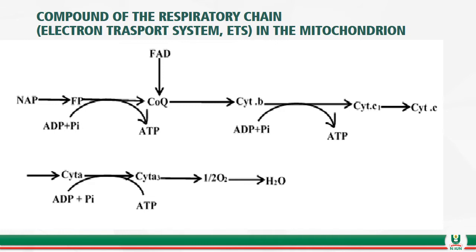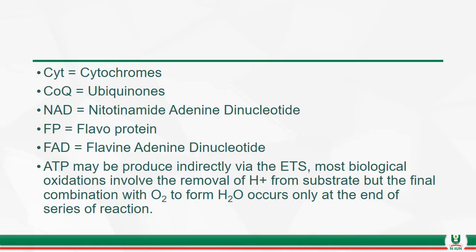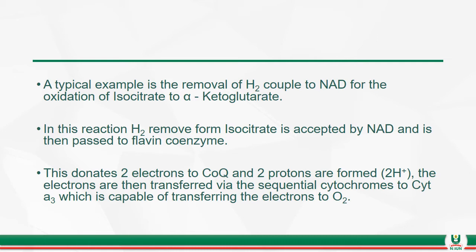Compounds of the respiratory chain electron transport system. ATP may be produced indirectly via the ETS. Most biological oxidations involve the removal of hydrogen ion from substrate, but the final combination with oxygen to form water occurs only at the end of a series of reactions. A typical example is the removal of hydrogen coupled to nicotinamide adenine dinucleotide in the oxidation of isocitrate to alpha ketoglutarate. In this reaction, hydrogen removed from isocitrate is accepted by NAD and is then passed to flavin coenzyme.